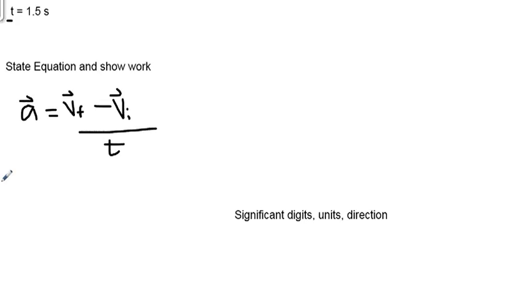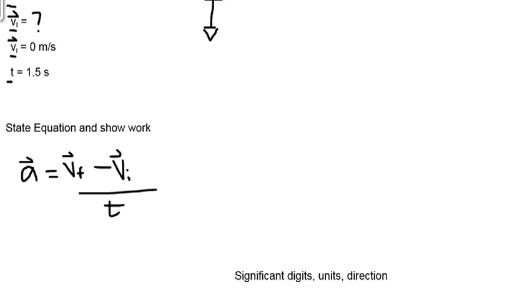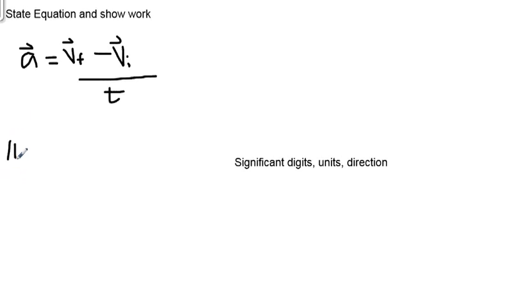What we'll do next is input our values. So acceleration is 16 meters per second squared. Again, it's positive because the acceleration was down, which we picked to be positive. Our final velocity we are looking for, so I'm going to leave that as a variable in my work, minus our initial velocity, which is 0, and then divided by our value for time, which is 1.5 seconds.